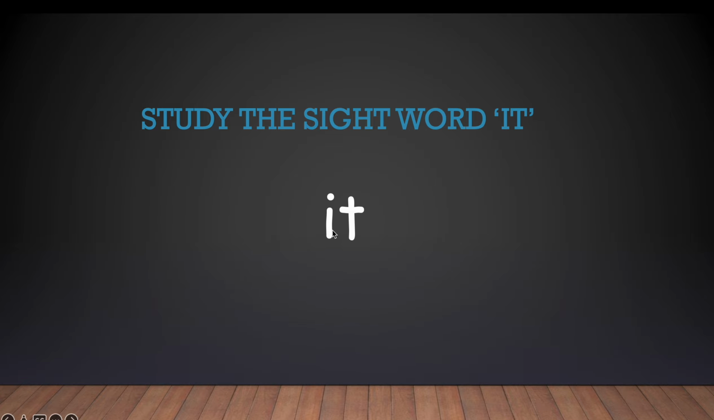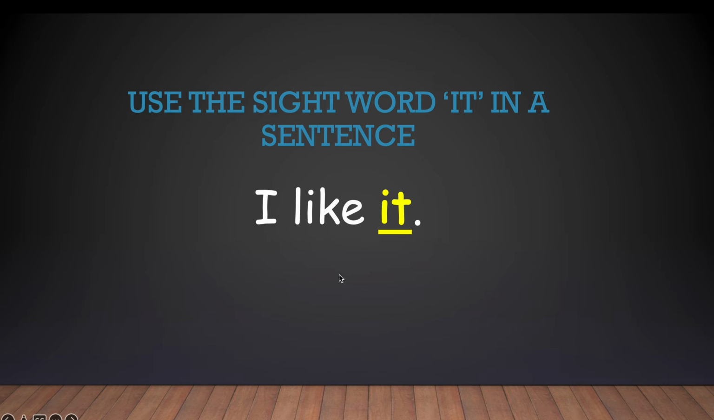Let's spell it. I-T. Let's count the letters. 1, 2. I see a vowel, I, and a consonant, T. Let's clap the syllables. It. It has one syllable. Let's use it in a sentence. My sentence says, I like it. Now you think of a sentence with the sight word it in it and say it out loud now.